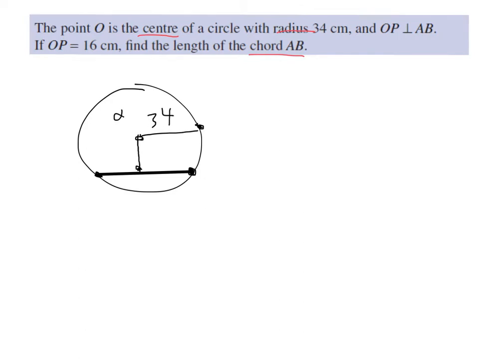Alright, so for a few things that we need to know about chords. Any line from the center perpendicular to a chord creates isosceles triangles pretty much. One isosceles triangle looks a bit like this. That down there, that down there. That's our iso triangle.